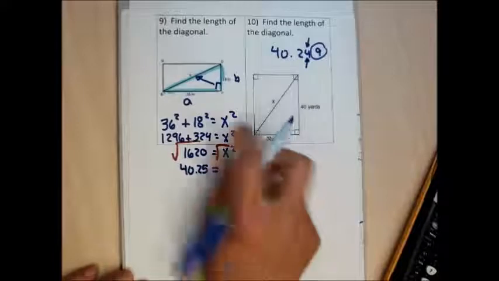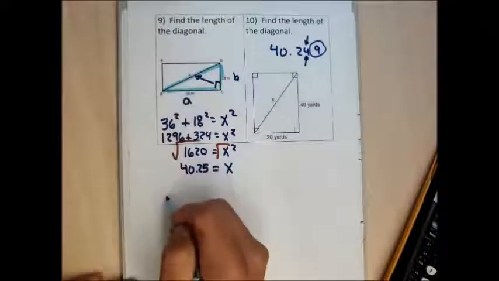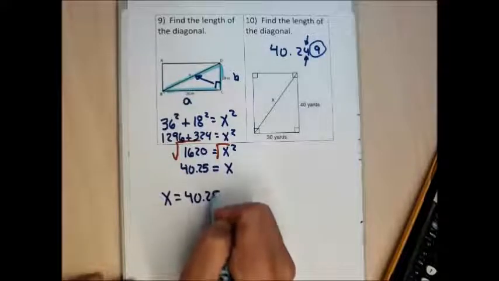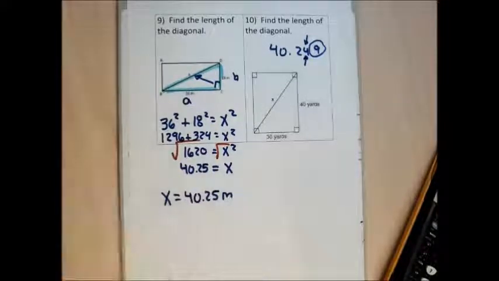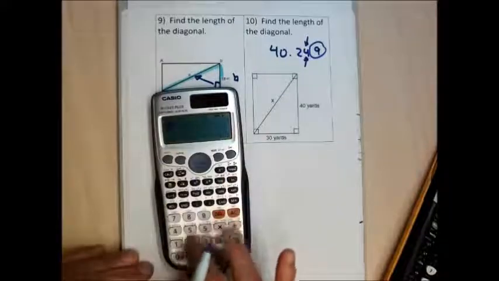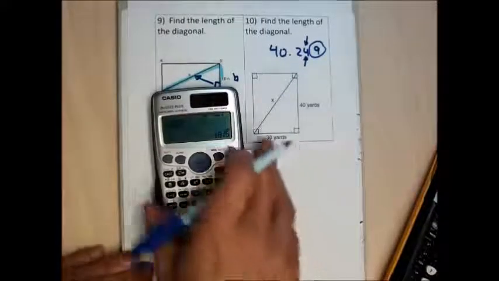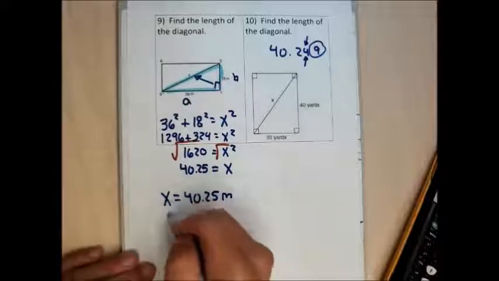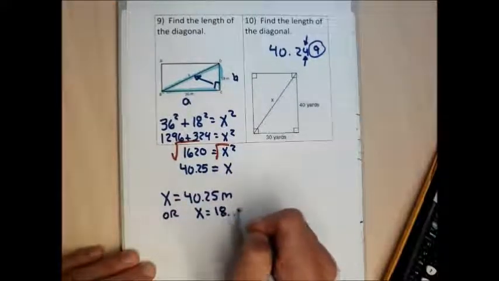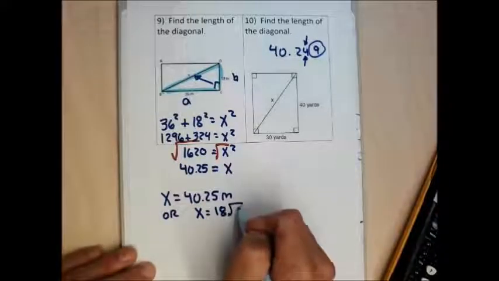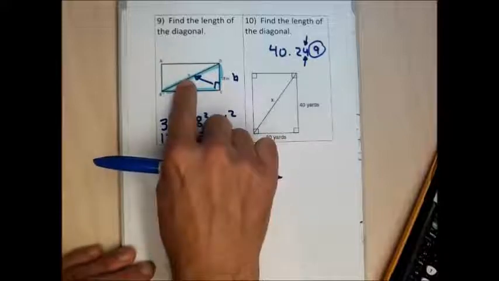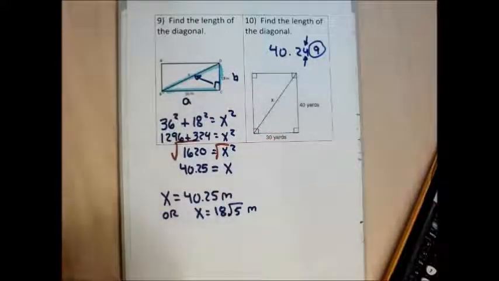And then for my answer, because that side has a name, I'm just going to say x equals 40.25, and then I'm going to write meters. And again, if you like prettier square roots, if you gave the answer 18 square root of 5 meters, that's completely fine. I put an x next to my answer because the side is labeled with an x as opposed to making a D to stand for diagonal.